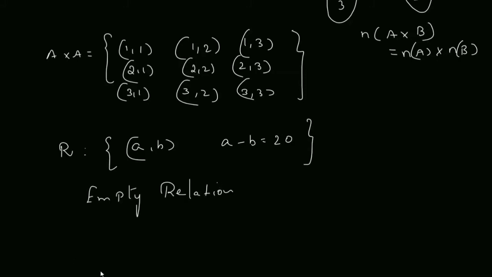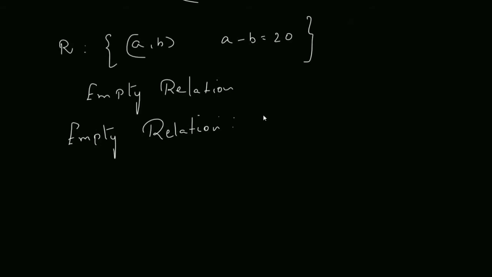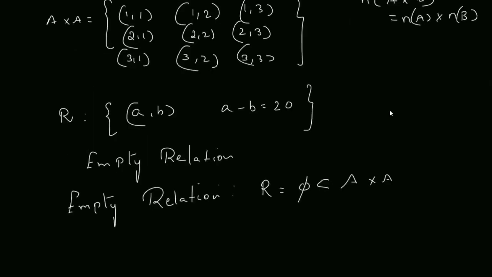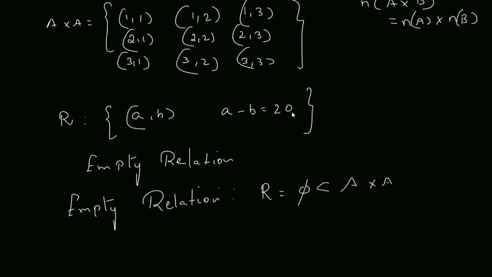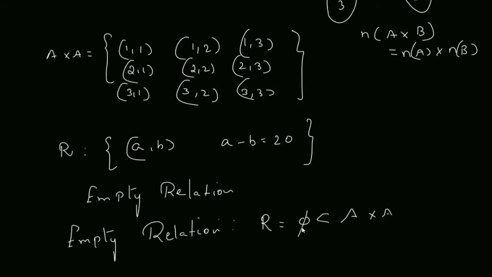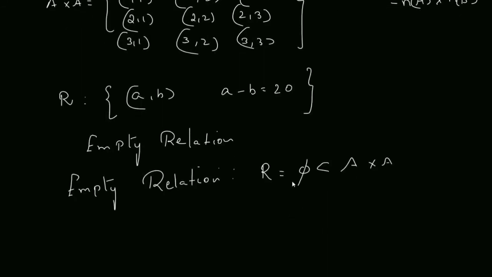So what is the definition of empty relation? The relation R is the empty set, nothing. But it is a subset of A cross A. You have learned about subset. Every empty set is a subset of the set. So empty set is a subset of A cross A. So if the relation is empty, then this relation is called an empty relation.